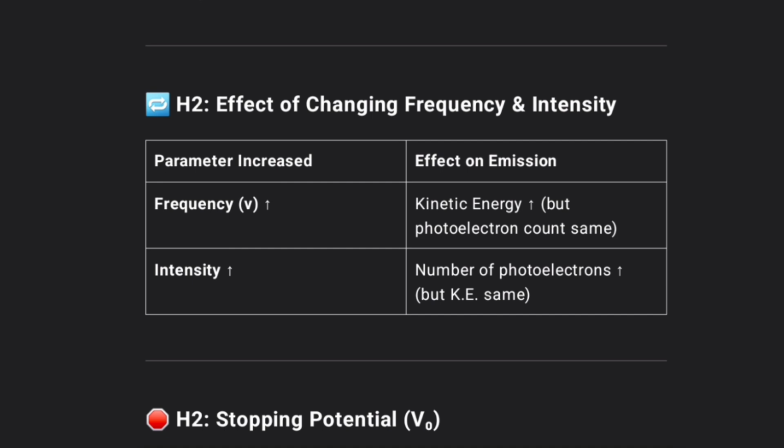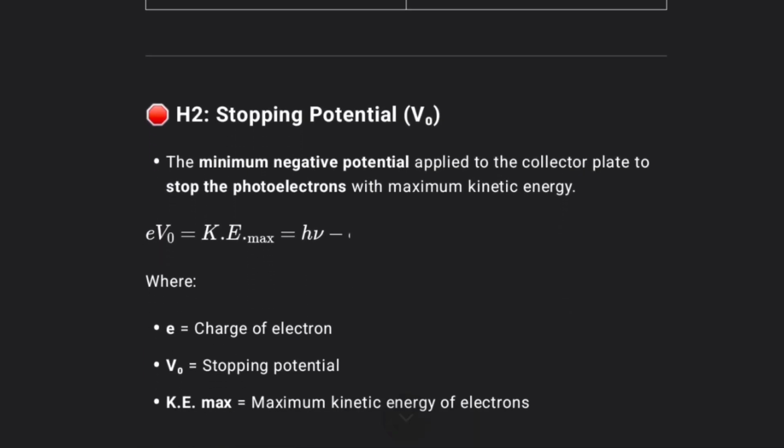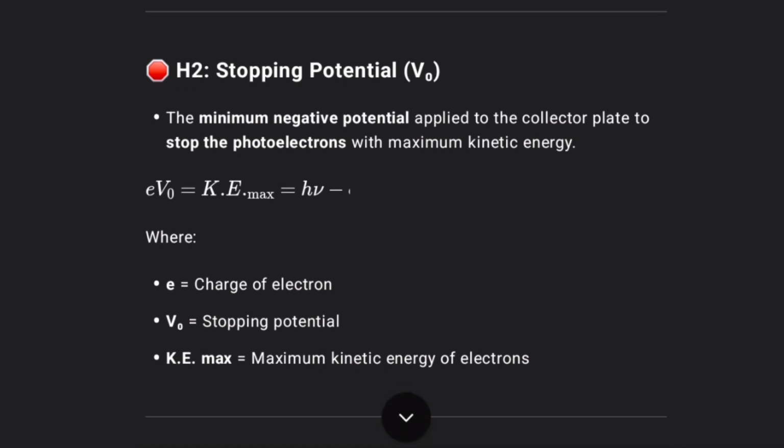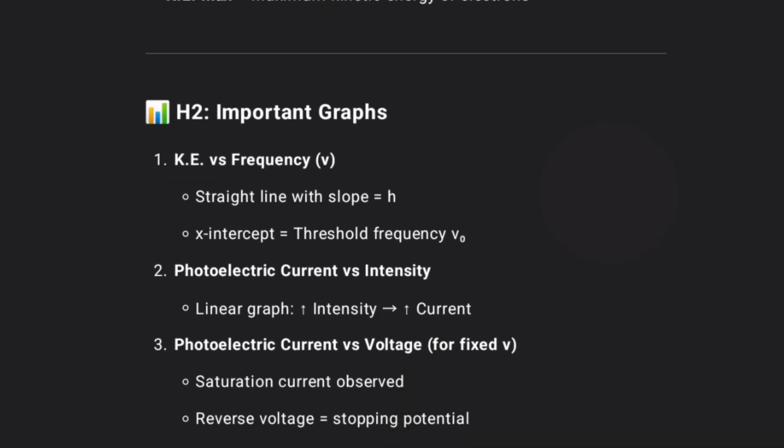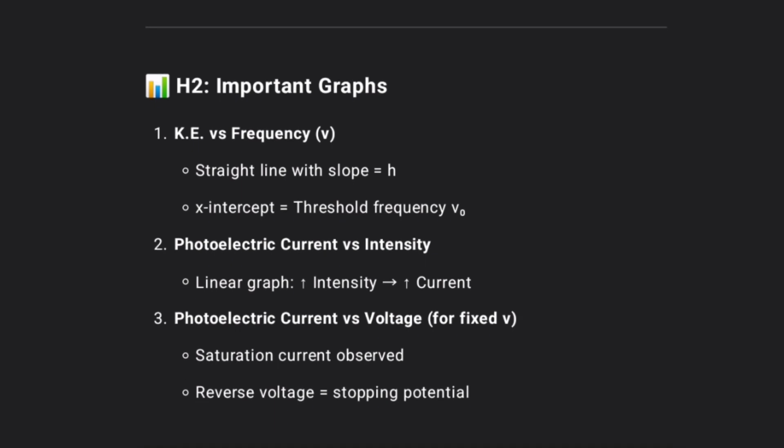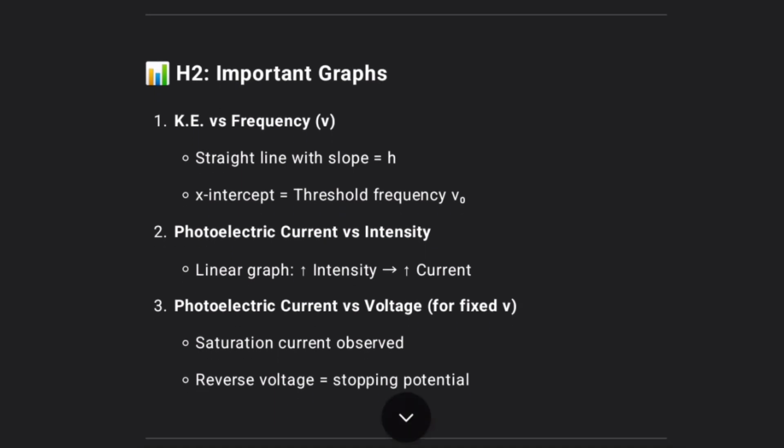Stopping potential V0 is the minimum negative potential applied to the collector plate to stop the photoelectrons with maximum kinetic energy. eV0 equals KE max equals h nu minus phi, where e is the charge of the electron, V0 is the stopping potential, and KE max is the maximum kinetic energy of electrons. Important graphs: 1. KE versus frequency is a straight line with slope h. The x-intercept equals the threshold frequency.